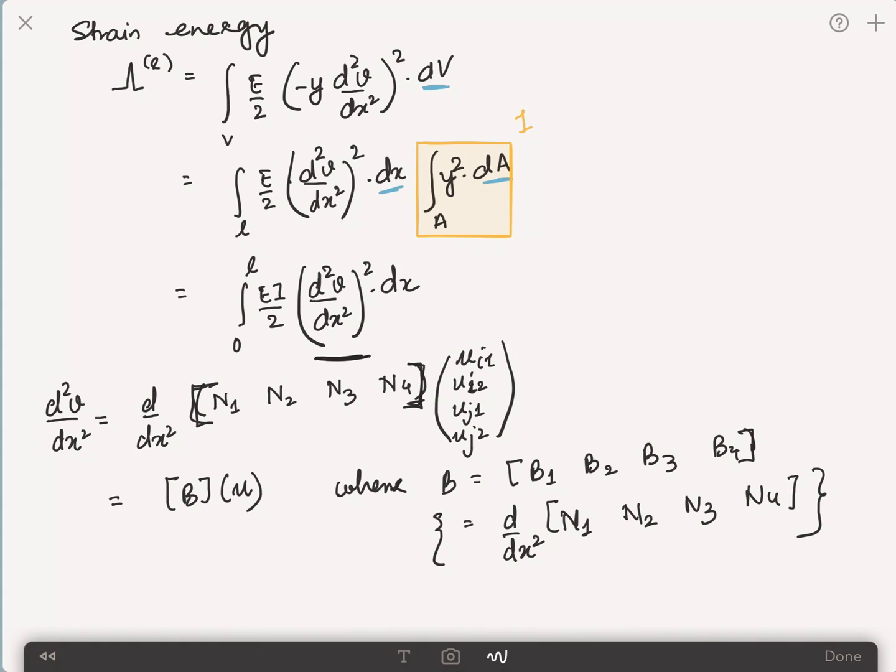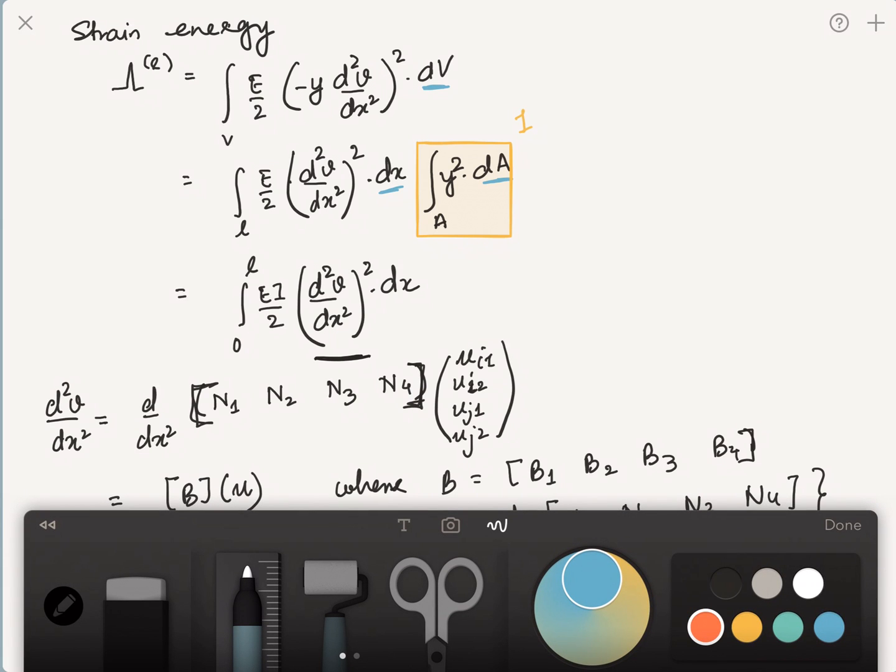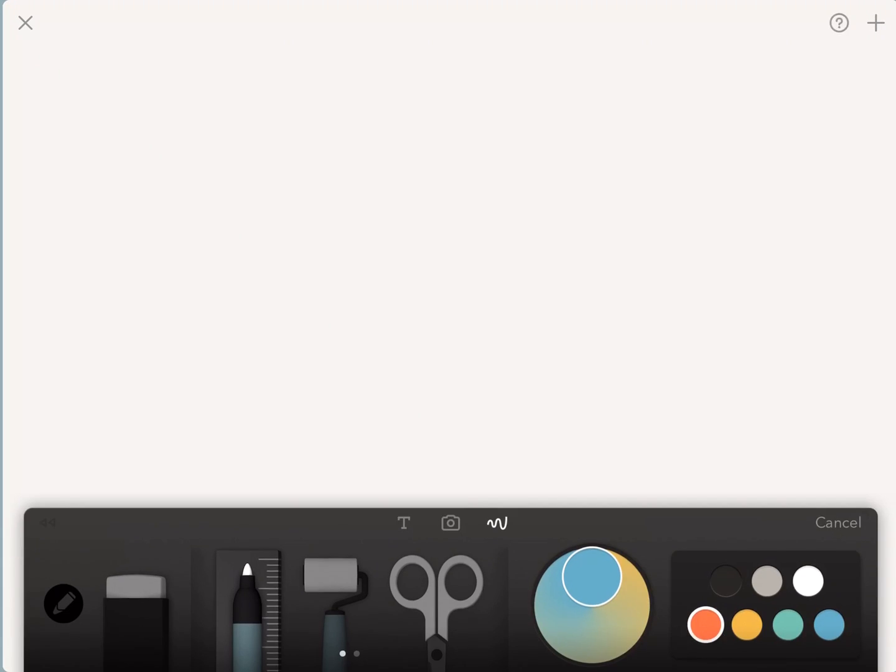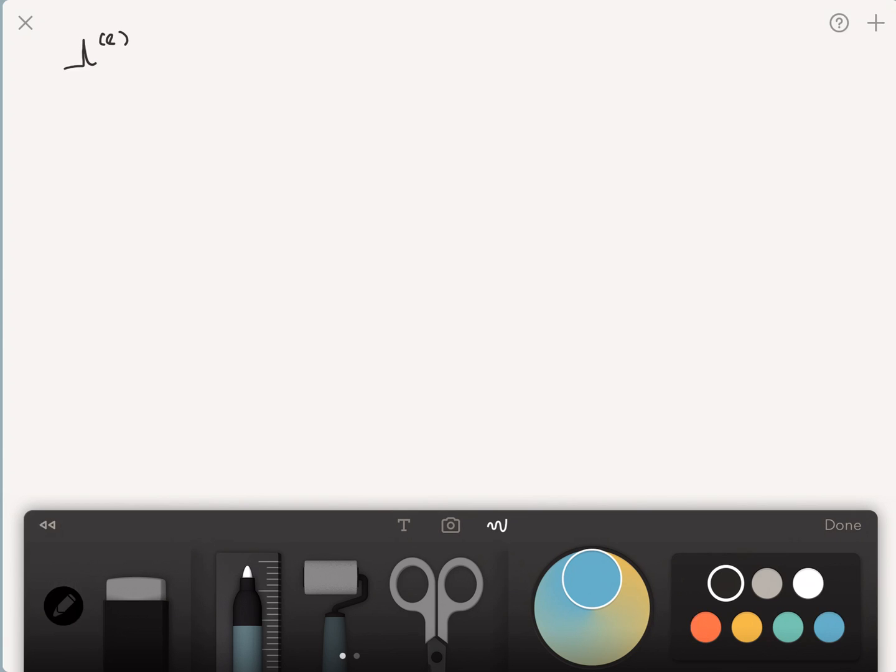Now the squared term of the strain should be substituted back into the strain energy equation. So which is of course coming back from here to here. So I'm going to use the Bu notation, that means here back here in square. So therefore I can write it as the strain energy is equal to EI by 2 integral 0 to L Bu Bu.